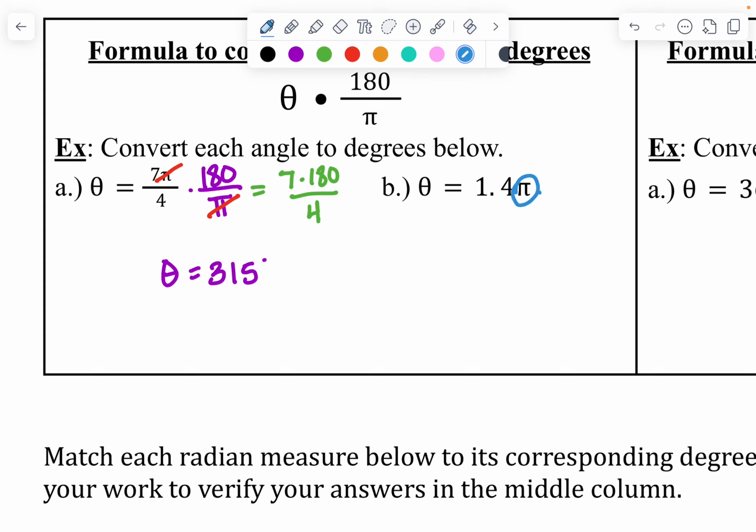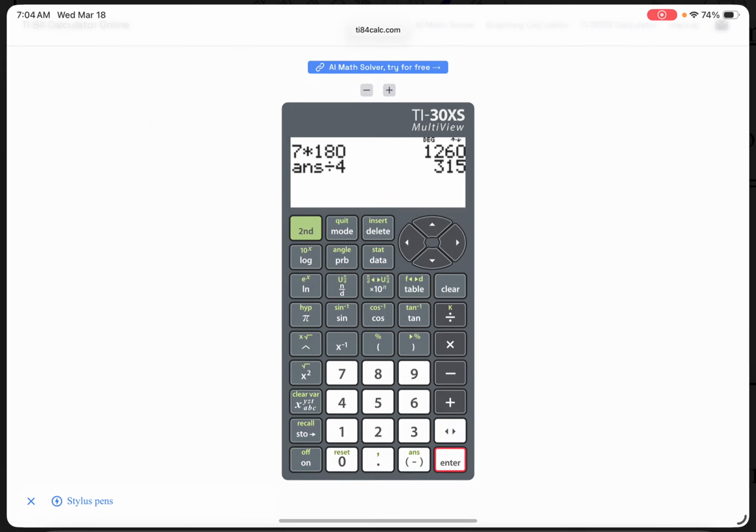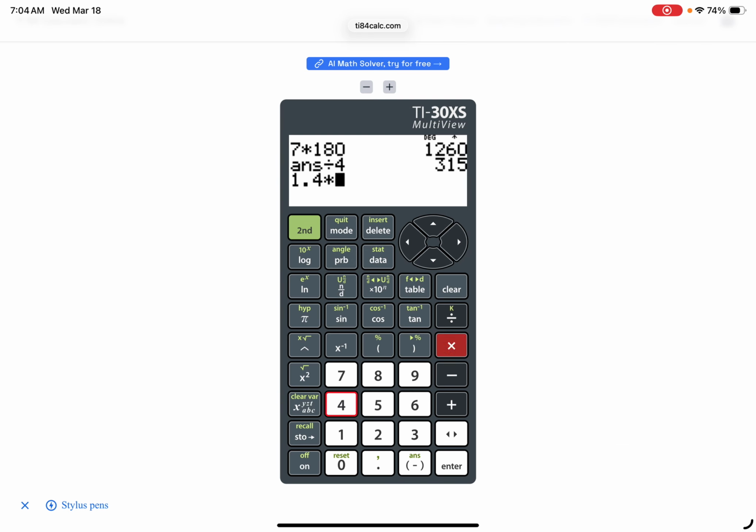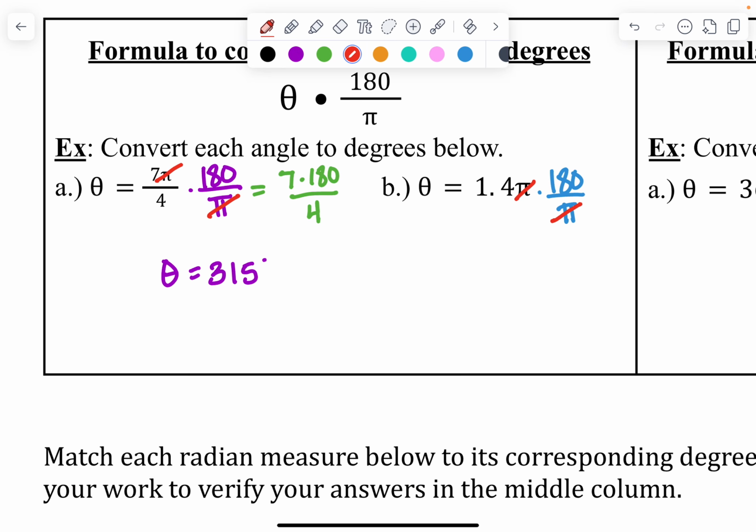All right, same sort of thing over here, right? We don't want pi anymore if we're trying to go to degrees. And so the only way we can cancel out a pi from our numerator is if we have a pi in our denominator. So we'll put that 180 up top because these are equivalent. We're really just multiplying by a 1. Our pi's are gone. And now we have 1.4 times 180. So back to our calculator, 1.4 times 180 gives 252 degrees. So not something that we would find on our unit circle, but still how we would convert.